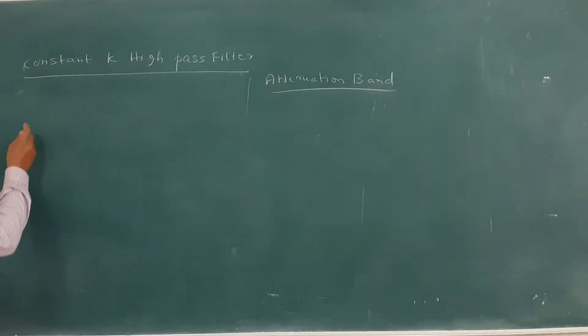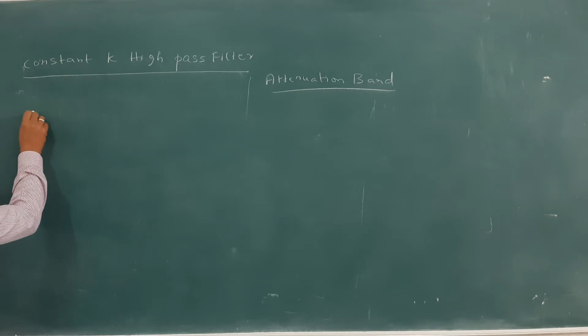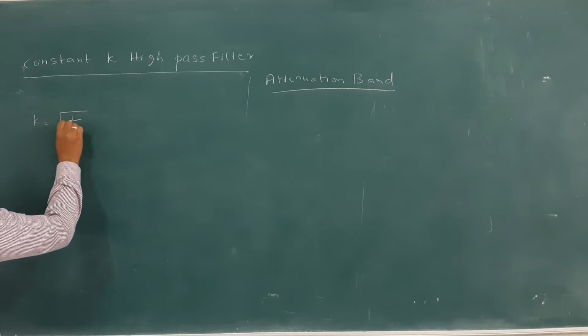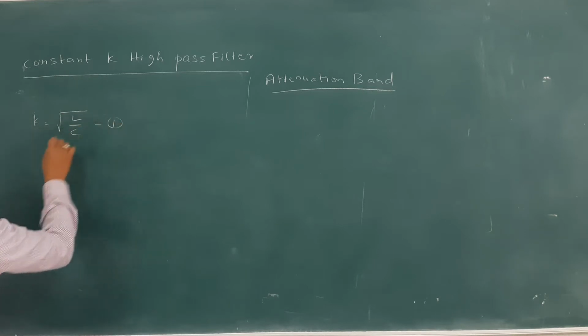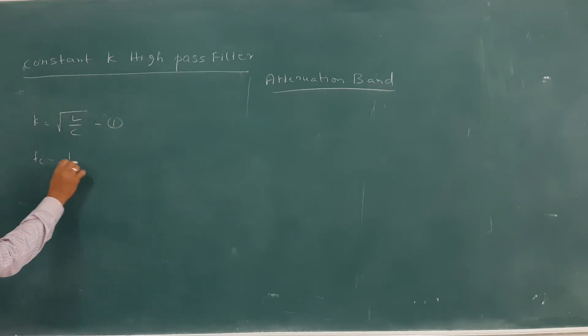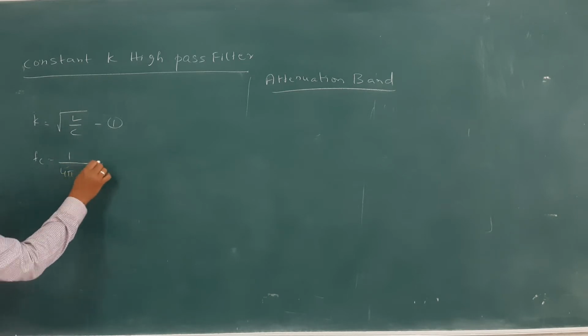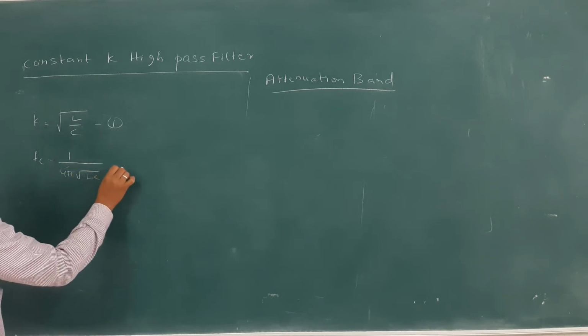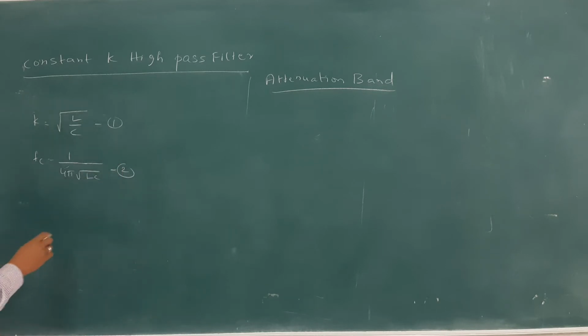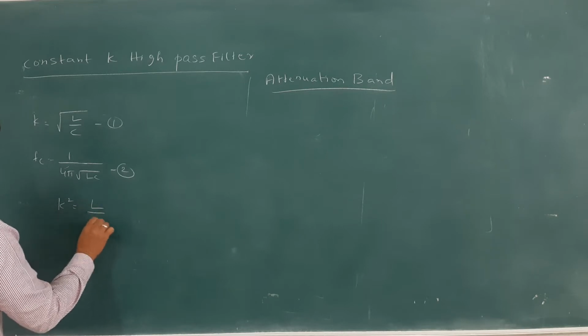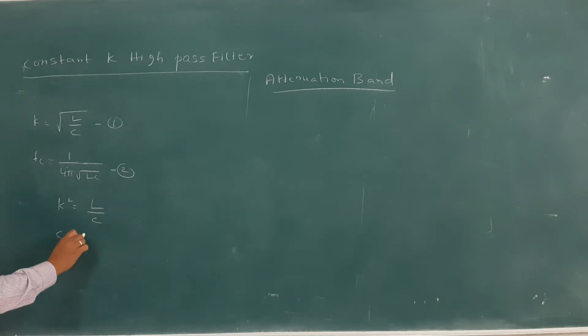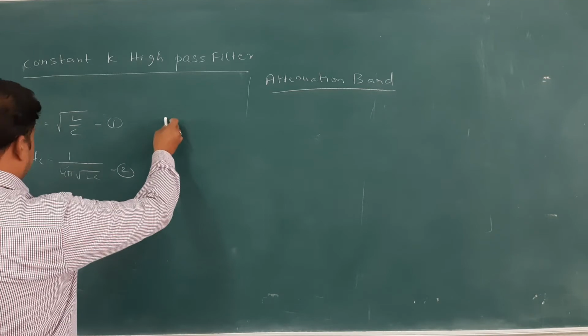So here, if you take the constant K high pass filter, K is equal to root of L by C, already we know this one, this is equation 1, and fc is equal to 1 by 4 pi root LC, this one also we know now, this is equation 2. Now from equation 1, K square is equal to L by C, and C is equal to L by K square.